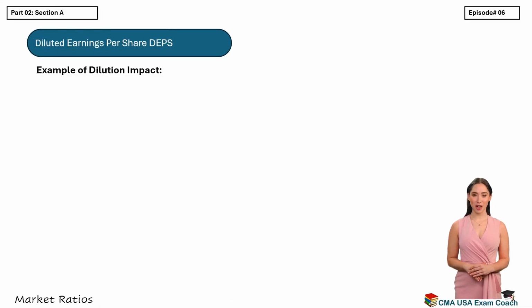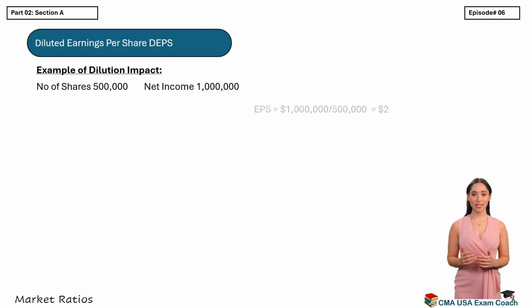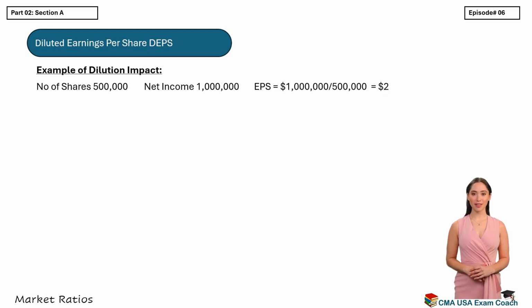Imagine a company with 500,000 shares outstanding. The company earns a net income of $1 million. To calculate the basic earnings per share, we divide 1 million by 500,000. This gives us a basic EPS of $2.